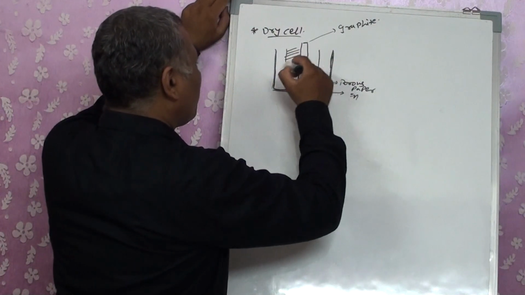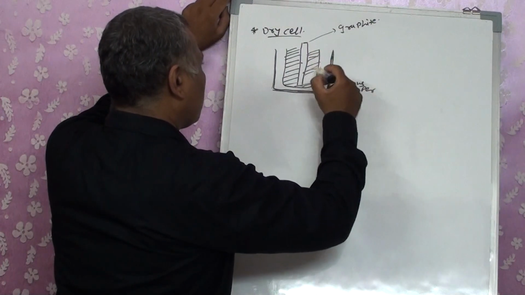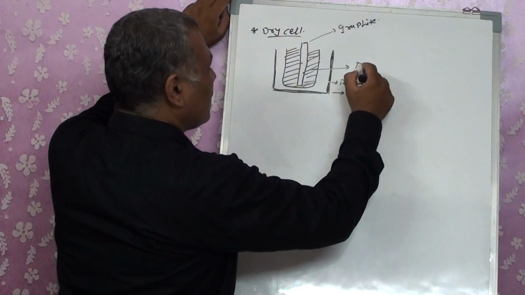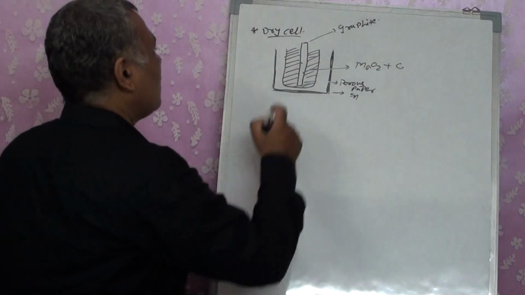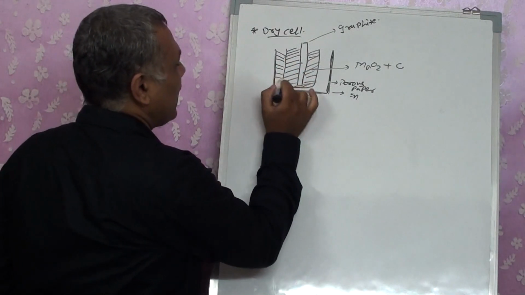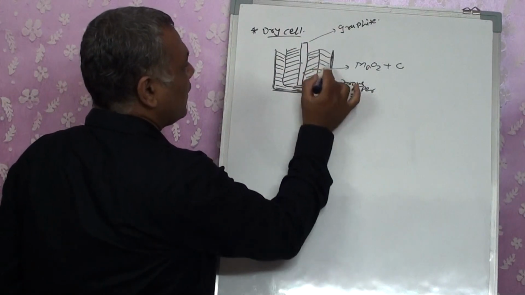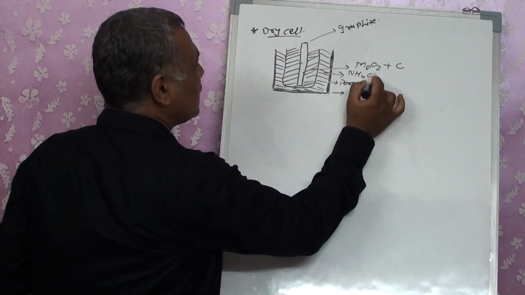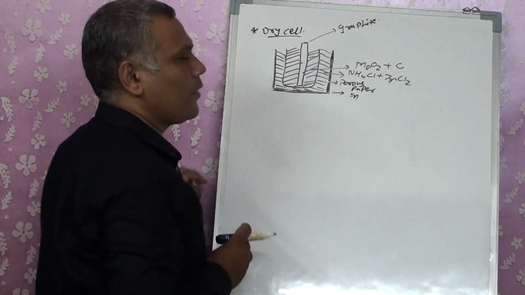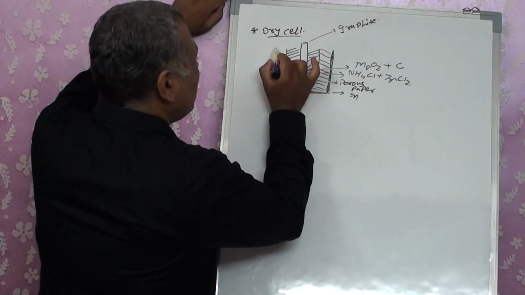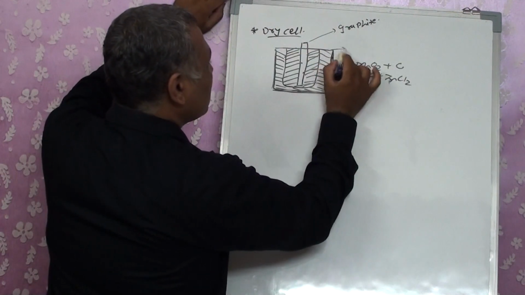Now, this is divided into two parts. One portion is filled up with MnO2 plus C, carbon, right? The rest, the empty portion which is there, is filled up by another chemical, and that is NH4Cl plus ZnCl2. After filling it, it's sealed with a special wax. Now this is sealed.